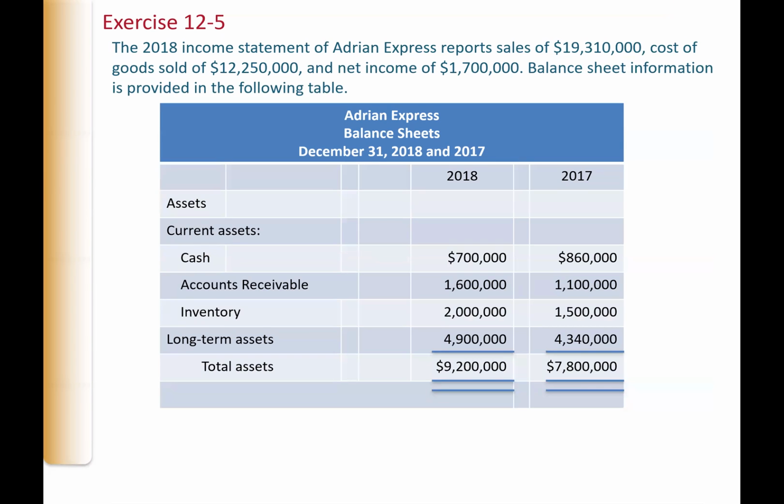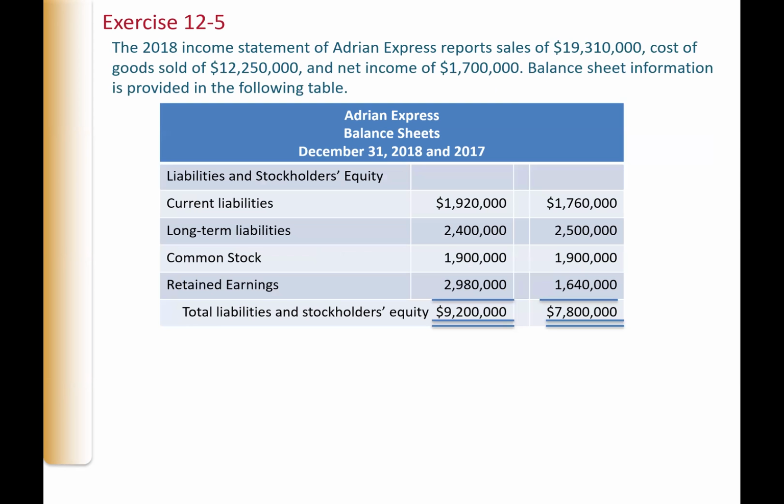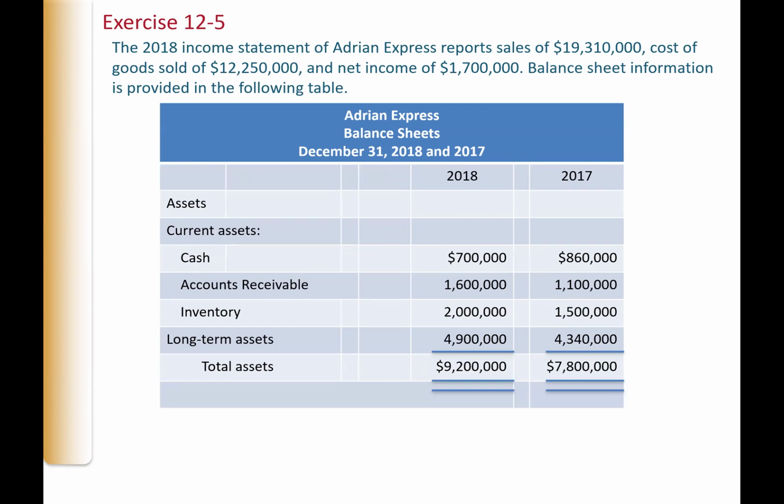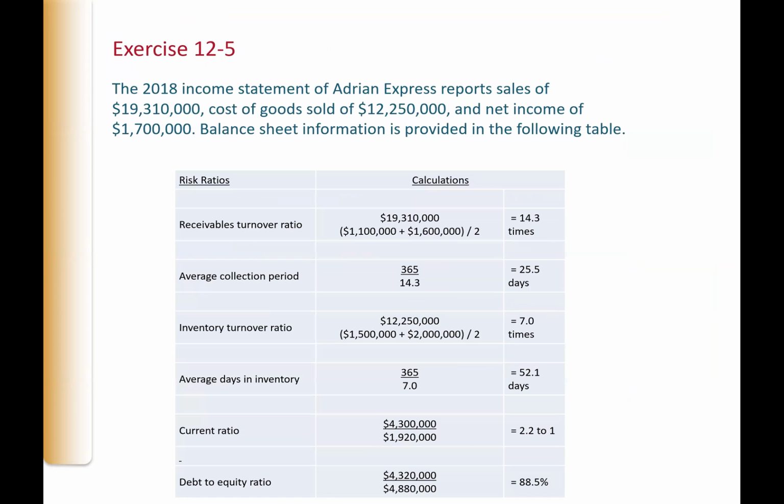So again, we've got an income example here with Adrian Express. And to come up with the various ratios, you take the figures on the balance sheet. You're going to come up with averages. And we know how to come up with our various ratios. Okay.